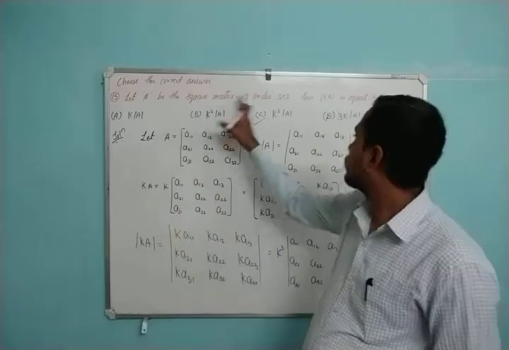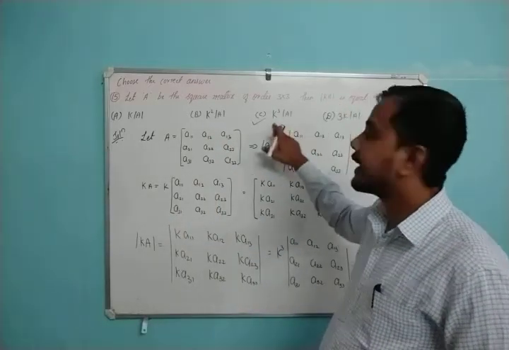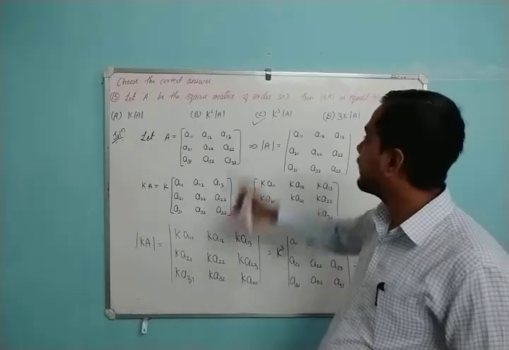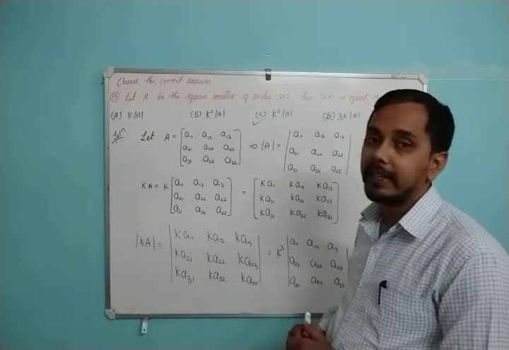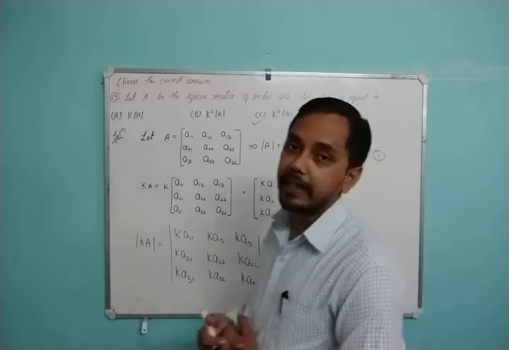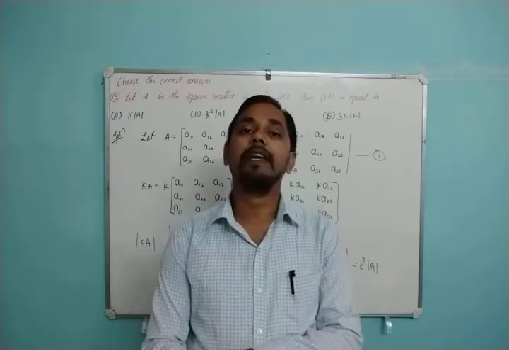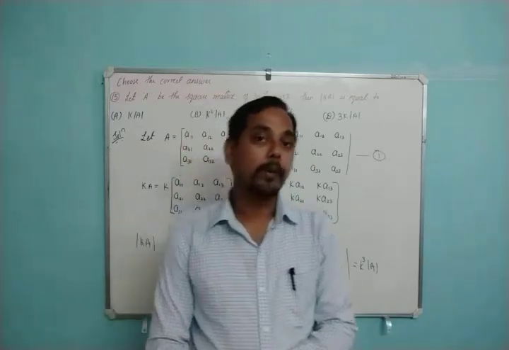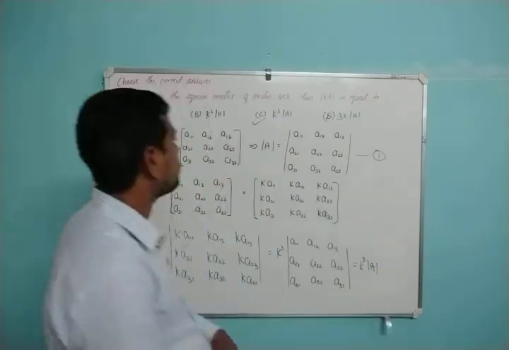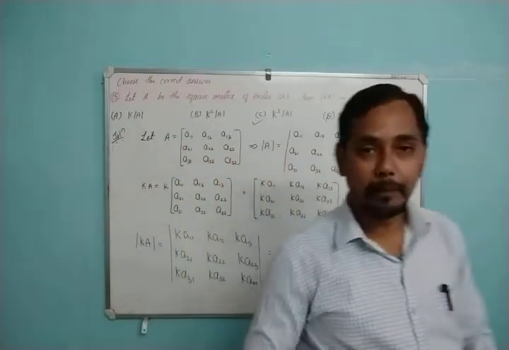If it is a 3 cross 3 matrix, then determinant of K into A will be equal to K cube into determinant A. If it is a 2 cross 2 matrix, then determinant of K into A will be equal to K square into determinant A. No need of solving, directly you can write it. It applies for any value of A, provided A is a square matrix. Okay, so pause the video here for a moment and make a note of this.